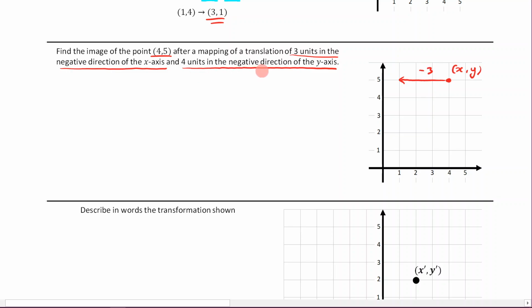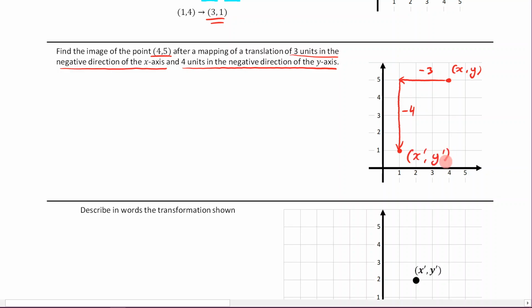And then 4 units in the negative direction of the y-axis. 4: 1, 2, 3, 4. So this is minus 4. So minus 3 for 3 units in the negative direction of the x-axis, minus 4 for 4 units in the negative direction of the y-axis. And that's going to get us to our new point, which we call x dash, y dash.